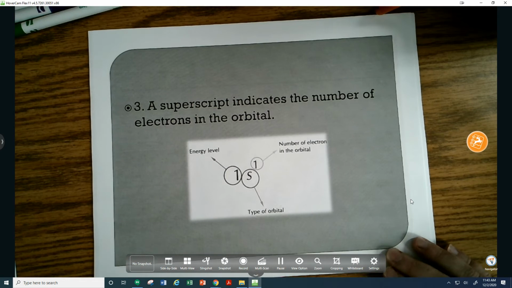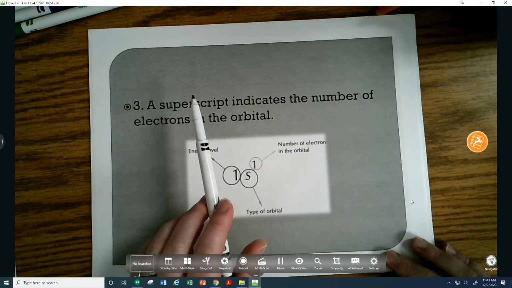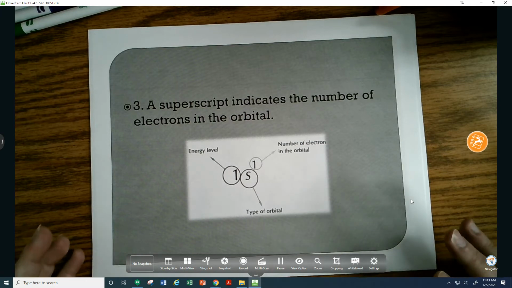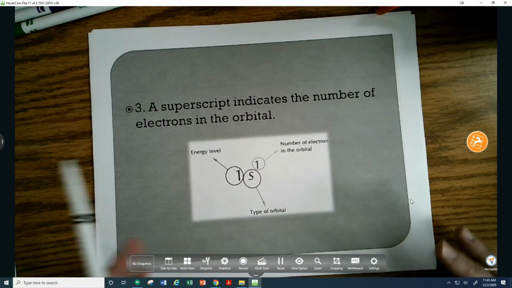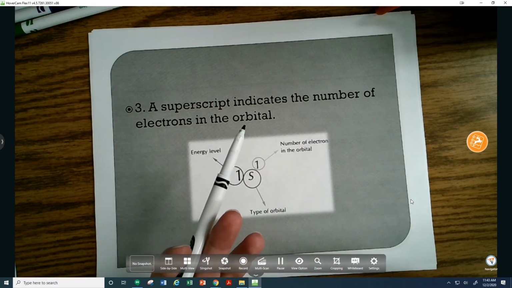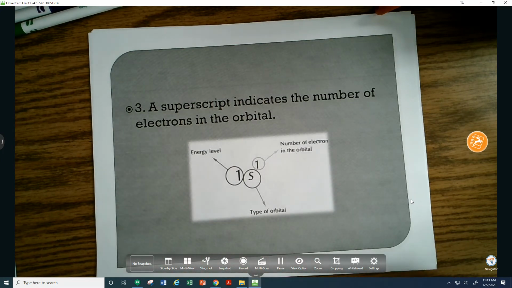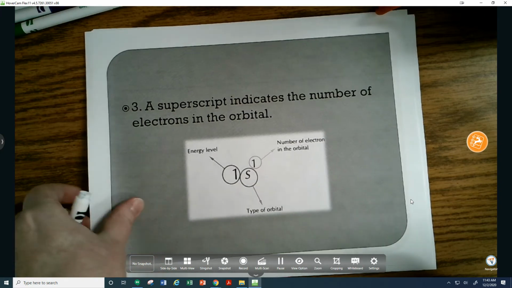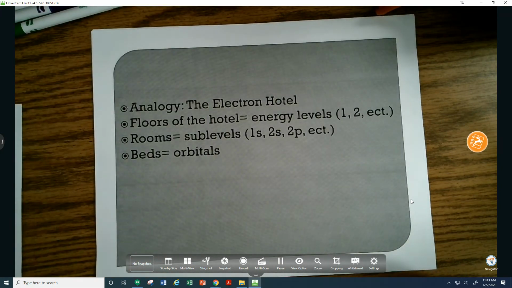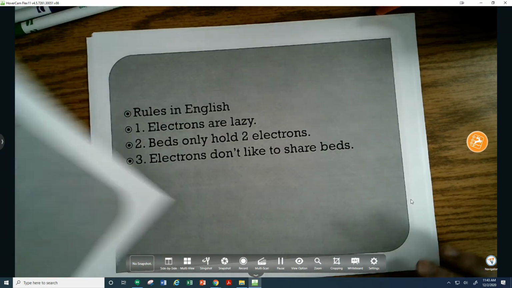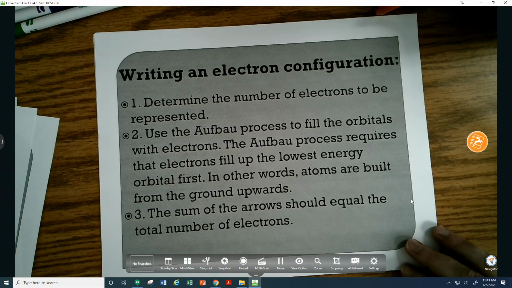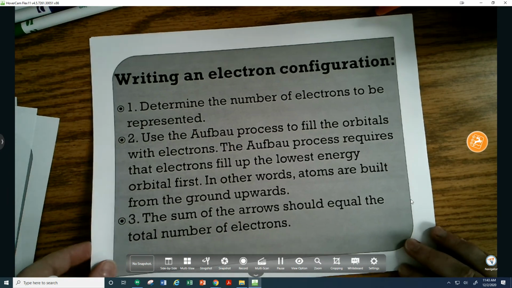The last thing that we have, and we're not going to use superscripts or exponents today, we're going to use arrows, is that we have to tell how many electrons are in that region of space. So in that S-shaped region, how many electrons are living there, or how many people are living in that home. We can do that with superscripts or with an arrow, which we're going to use today. I'm going to skip this analogy and I'm going to skip the rules because I'm going to explain them as I go through the problems on the second page of the notes.